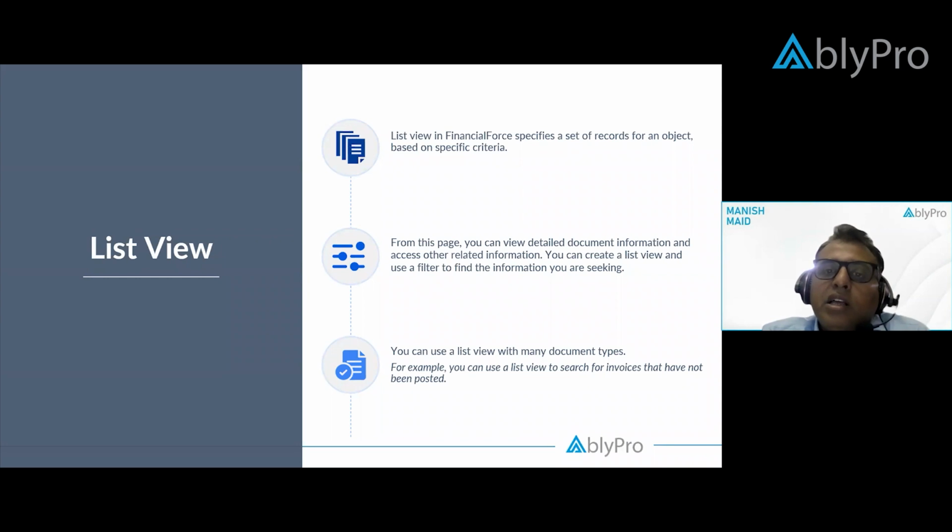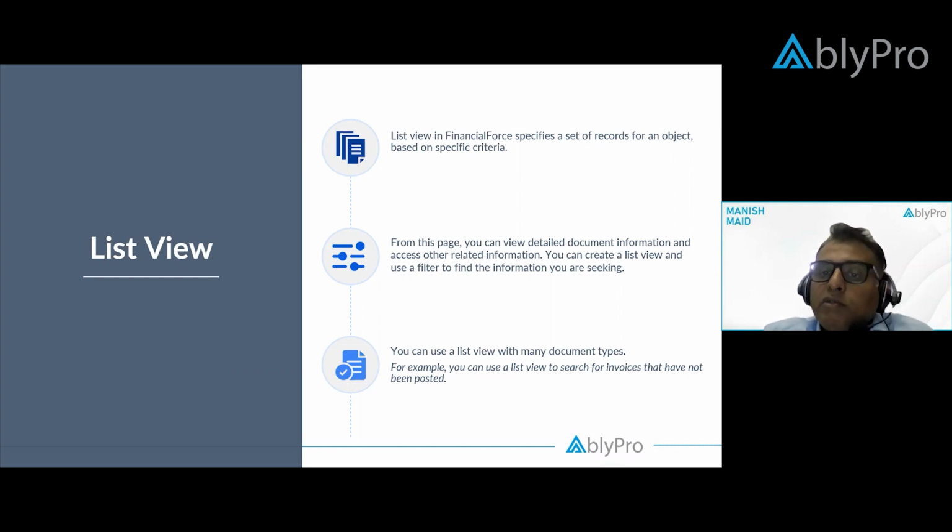And finally, we are at the list view. List view in FinancialForce specifies a set of records for an object based on specific criteria. Now, list view is a very important factor. It's a view which a user can generate on their own. They can define the way they want to see the list of items on the screen, and they can define the columns they want. They can define the filters the way they want, and they can share and clone that list view also.